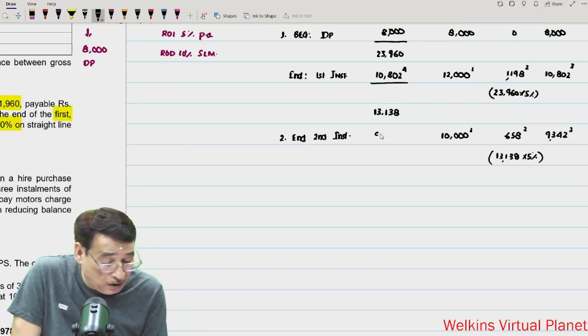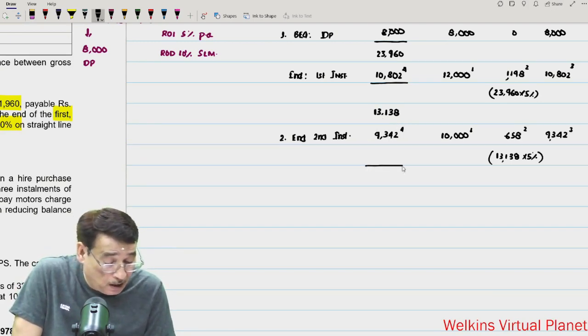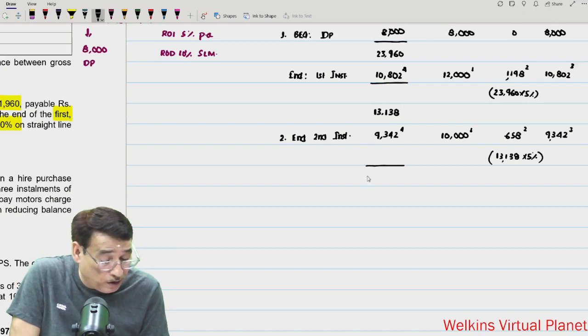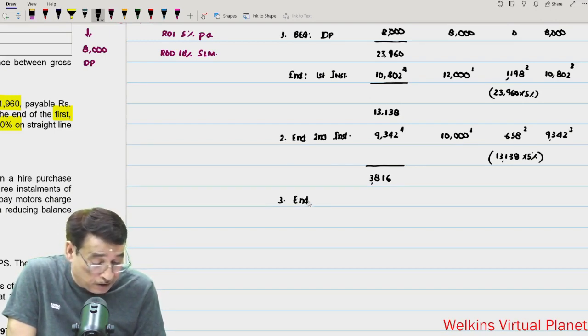Now this 9342 will be subtracted from cash price because you paid this in the current year, this much for cash price. After subtracting it, you will get 3816. Now we have reached the end of the third year, third year end.